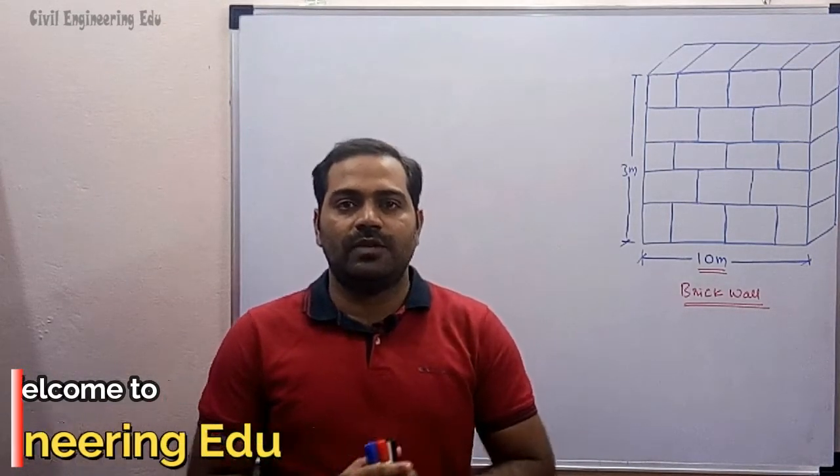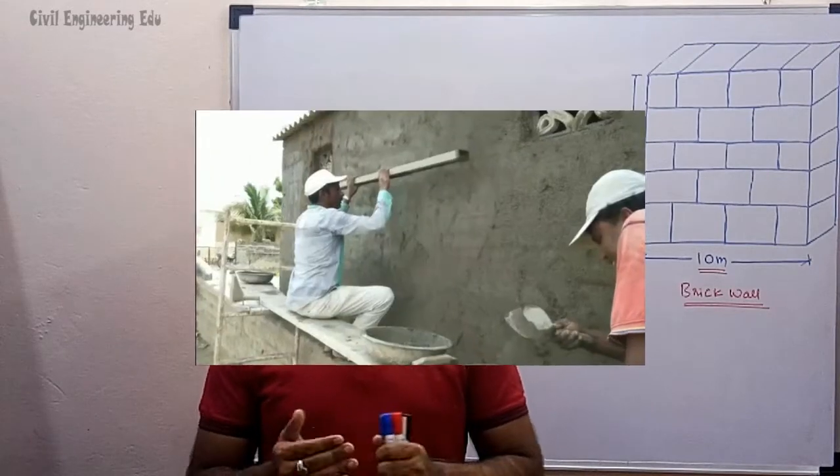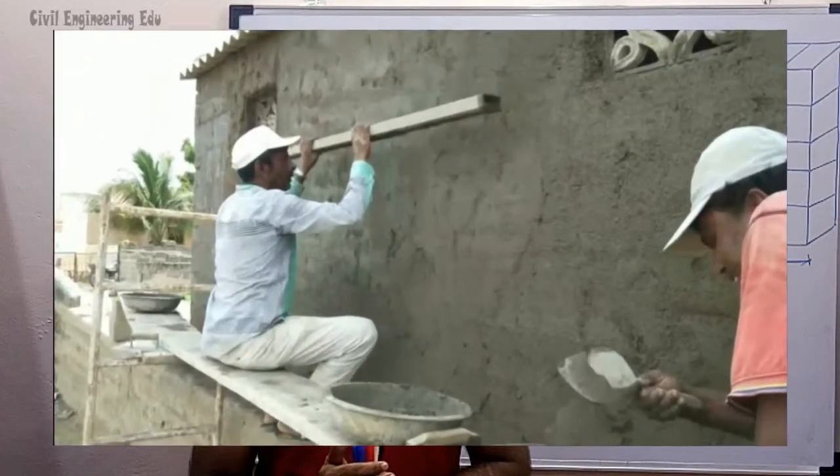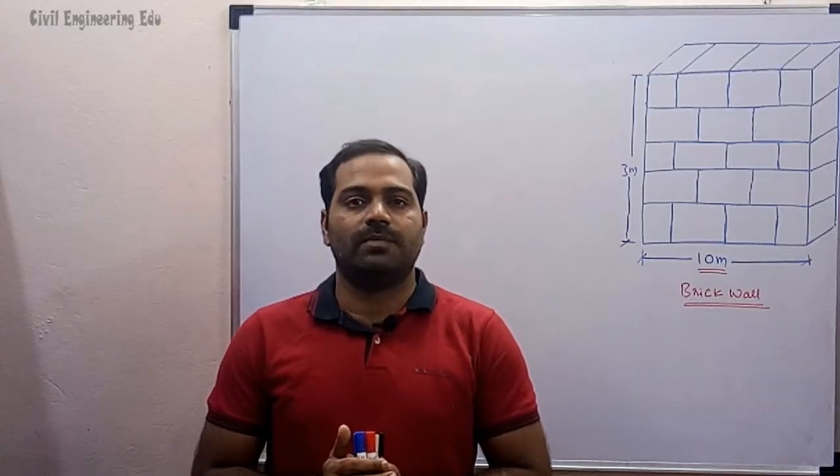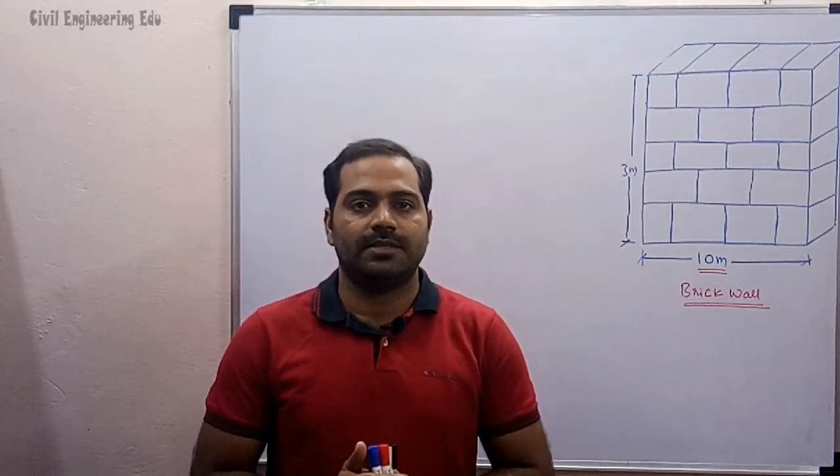In the previous video we learned about brickwork calculation, and in this video we are going to see the calculation for plastering. So let us take one wall and we will do the calculation for plastering. So let us see how to calculate.